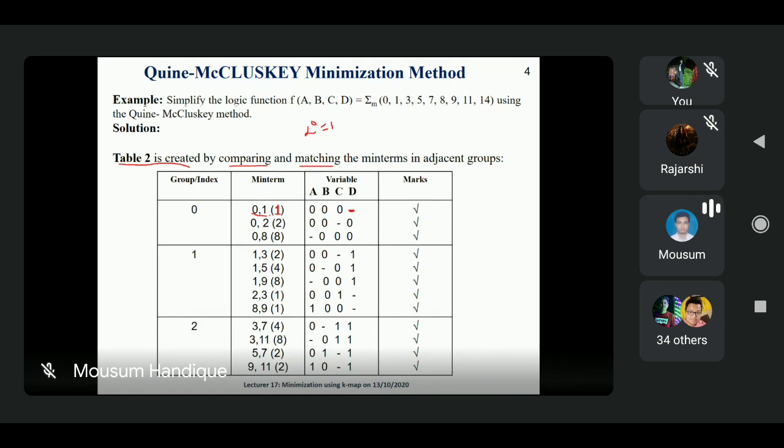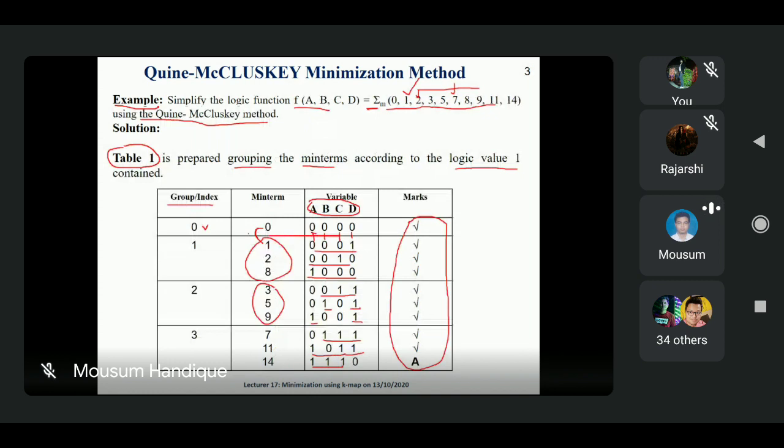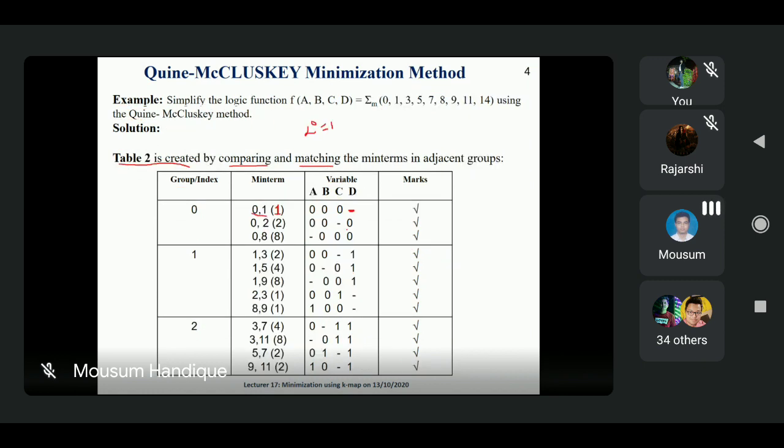Again, 0, 2. So 0, 2 is possible. This one is 0, 0, 0, yes, both are 0, only these particular 2 bits are different. So when 2 bits are different... I am using a dash, and which particular weight are we considering? 2. Same thing, 0, 8.